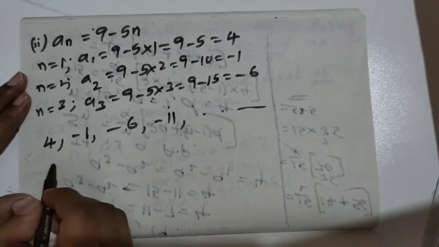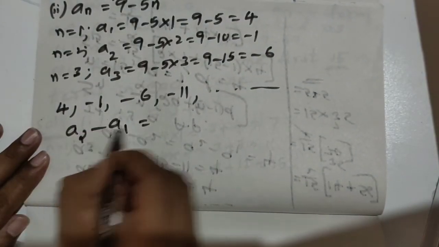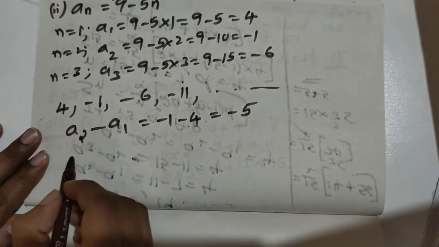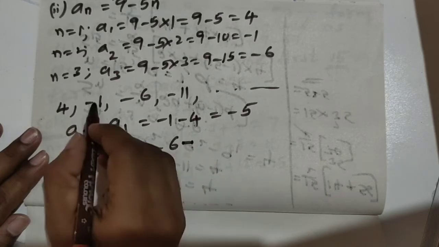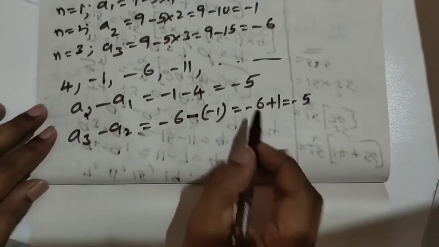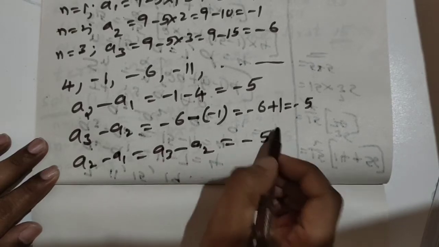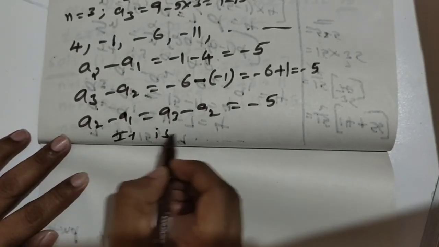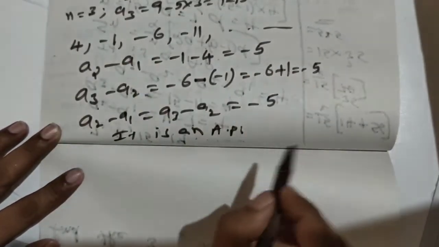Okay, so now we check whether it is an AP or not. By seeing we can say, but according to the process, a2 minus a1 is minus 1 minus 4, that is simply minus 5, and a3 minus a2 is minus 6 minus of minus 1. So we get minus 6 plus 1, simply minus 5. So like that we get a2 minus a1 is equal to a3 minus a2 is equal to minus 5. So the common difference is the same. That's why we can say it is an AP. Okay, now the given numbers obtained are in the AP.